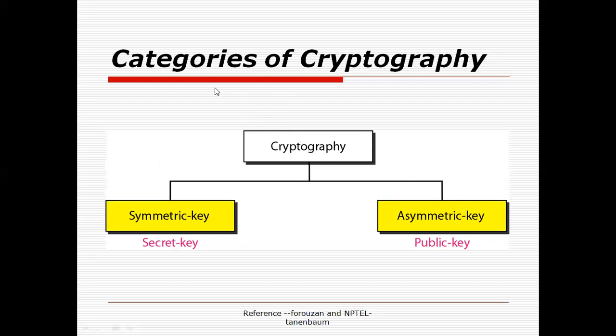Basically, on the basis of key, cryptographic algorithms are divided into 2 parts. First one is called symmetric key, that is called a secret key algorithm. We use a single key here. That same key is used for encryption as well as decryption. Now if we have more than one key, then such types of algorithms are called asymmetric key cryptography. These algorithms are also called public key cryptographic algorithms.